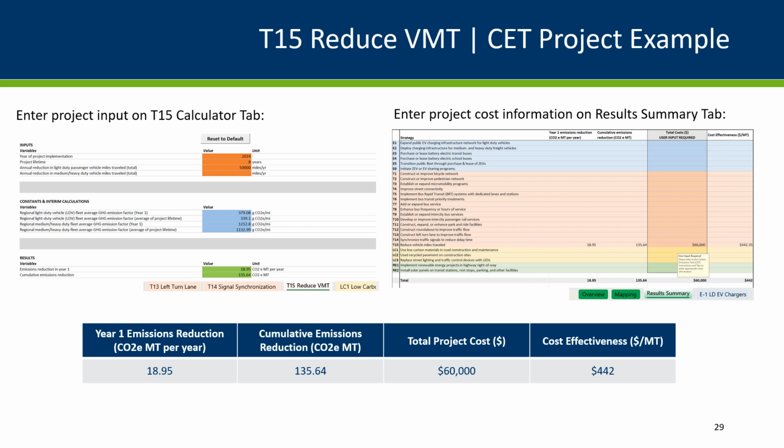Now, taking the results from last page, we can see inputting our 50,000 miles per year, we get a reduction of 135 metric tons of CO2 per year. Now, with the project cost of $60,000, this gives a cost effectiveness of $440. And as we mentioned before, this can use either VMT reductions from light duty or heavy duty or both, depending on the project specifics and the justifications used to back up those assertions.